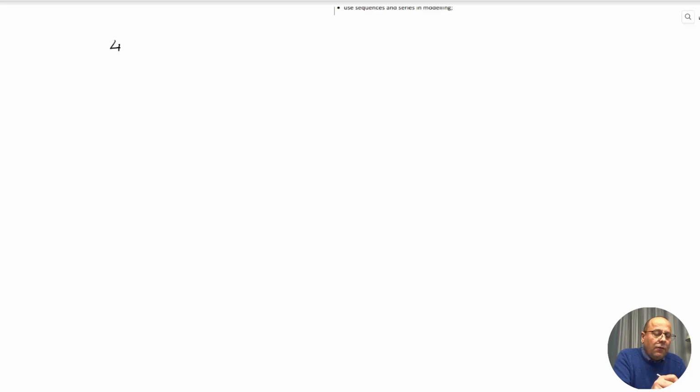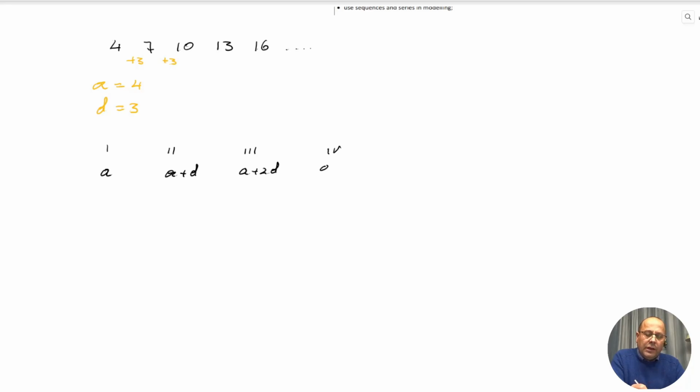Let's consider the sequence 4, 7, 10, 13, 16, and so on. The first term is denoted a, and in our case is equal to 4, and the common difference is 3. This series is called an arithmetic progression. In more general terms, we can write the arithmetic progression as: the first term is a, the second term is a plus d, the third term is a plus 2d, the fourth term is a plus 3d, and so on. The nth term is our last term.